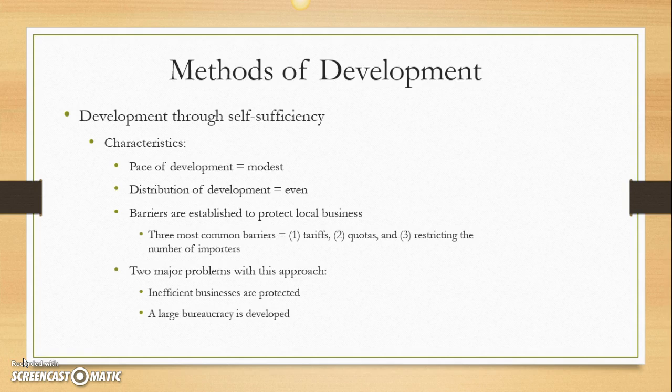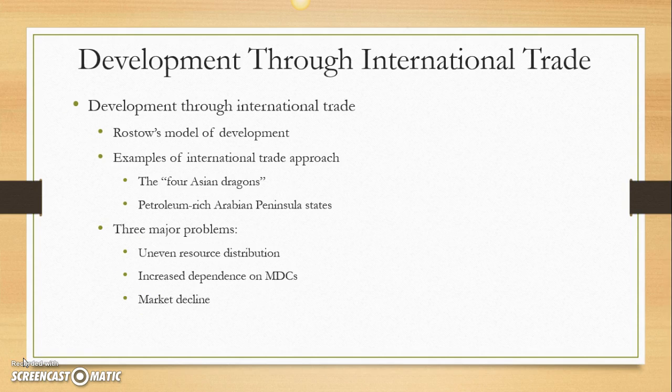Okay, so another method of development is to look at development through international trade. Okay, and international trade, this is Rostow's model of development, by the way. Basically, what you do is you develop by exposing your businesses, by exposing your people to both the good and the bad of international trade. So the good is that products tend to be cheaper. The bad is that it can be very hard for small businesses to get a foothold in the economy.